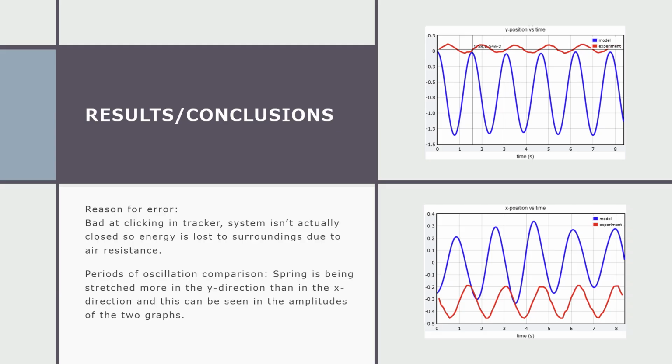You can see that the amplitudes of my graphs are not exactly the same, and that's probably because I'm bad at clicking in tracker, but also because the system isn't actually closed, so the energy is lost to the surroundings in the form of heat due to air resistance.